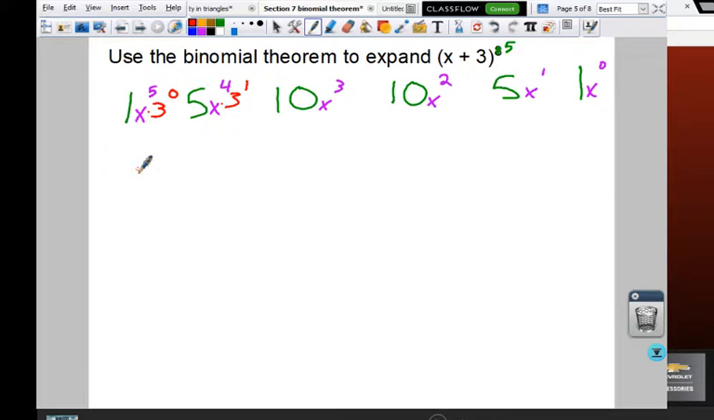So 0, 1, 2, 3, 4, 5. The last one we put negative 2, because we ended up getting a negative. Okay.